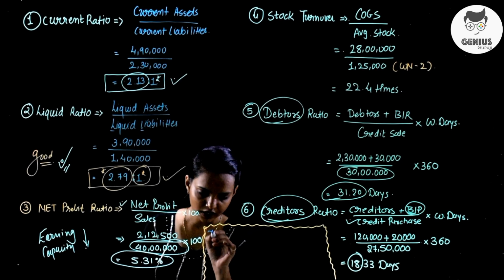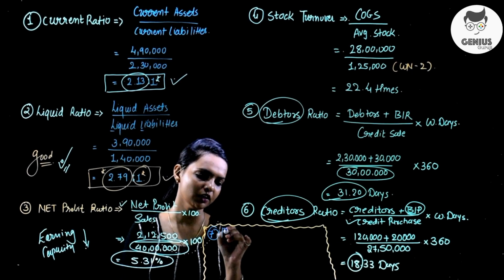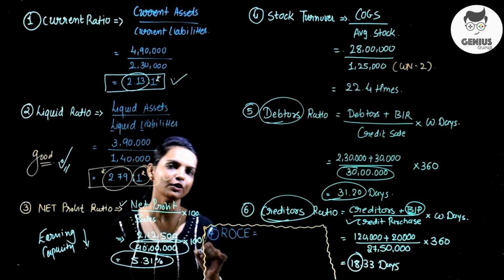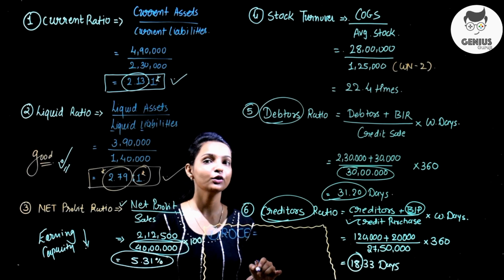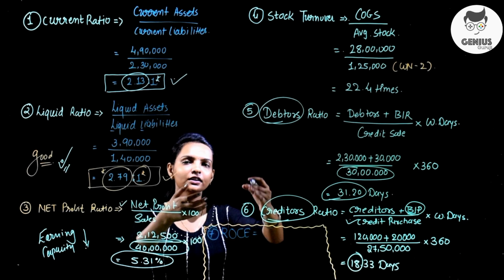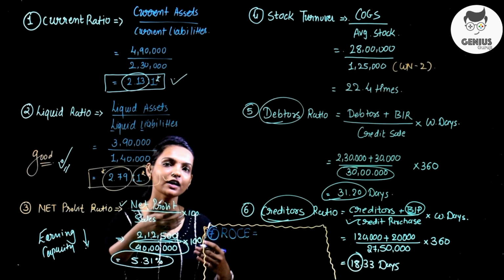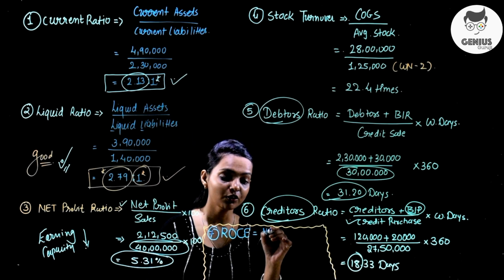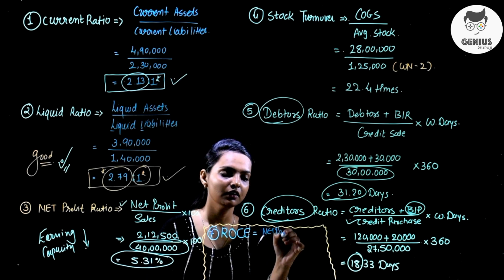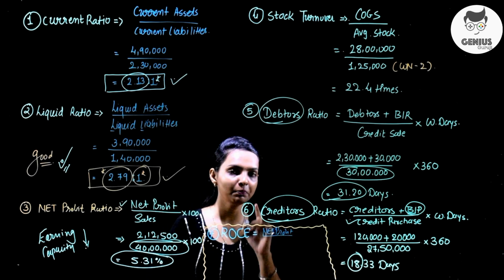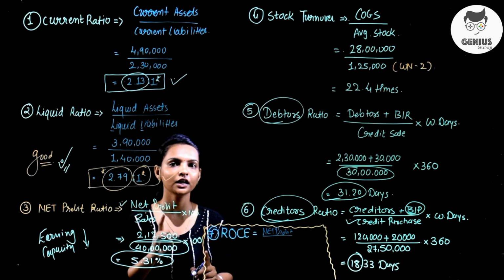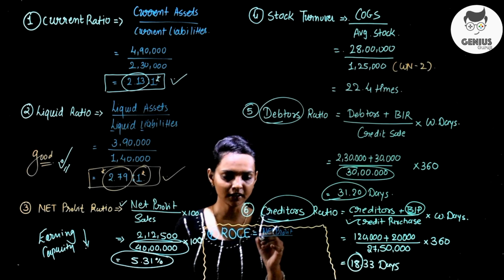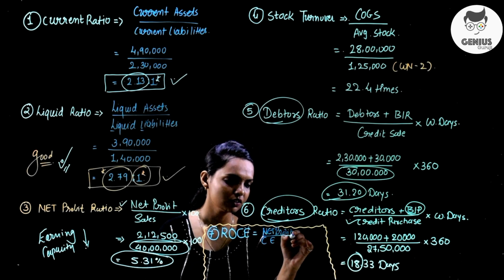Now our seventh and last ratio is return on capital employed. What is the formula of return on capital employed? You are mentioning return with respect to your capital employed, which we have calculated in working note number 3. Which return, or you can say net profit. Don't forget that, again I am repeating, when you are calculating rate of return on capital employed, you have to mention EBIT with respect to capital employed.